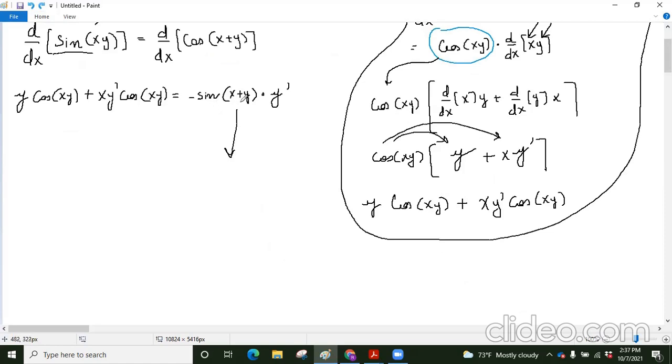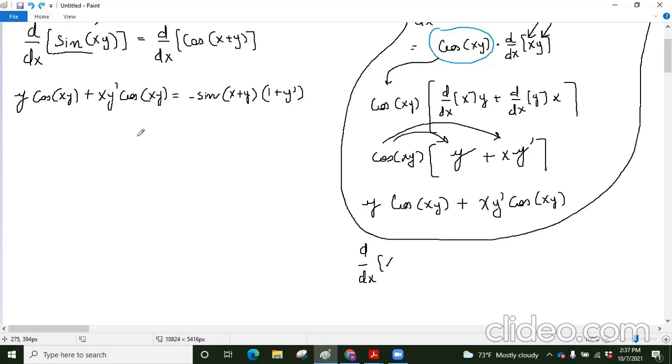So the derivative of the inside is just 1 plus y prime. So we're multiplying by 1 plus y prime. Does that make sense? Because the derivative of x plus y is 1 plus y prime. So we put that here, the derivative of the inside.